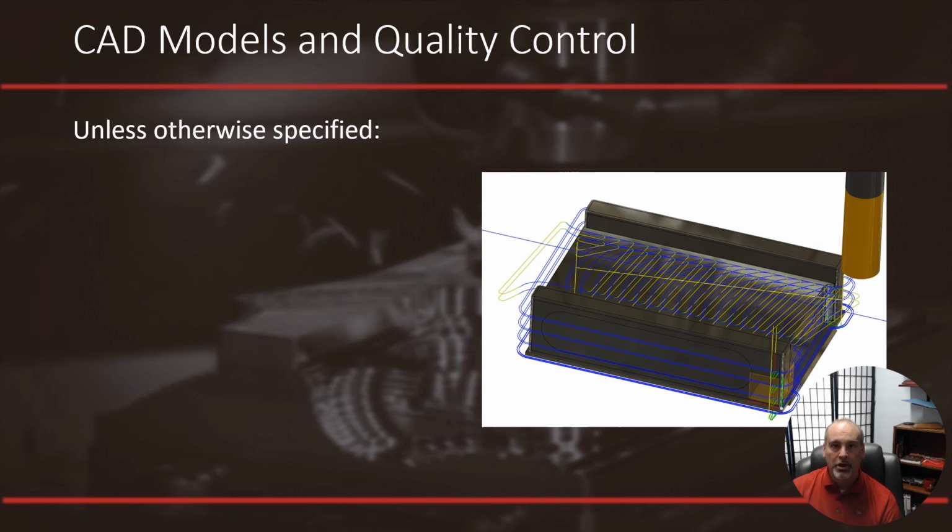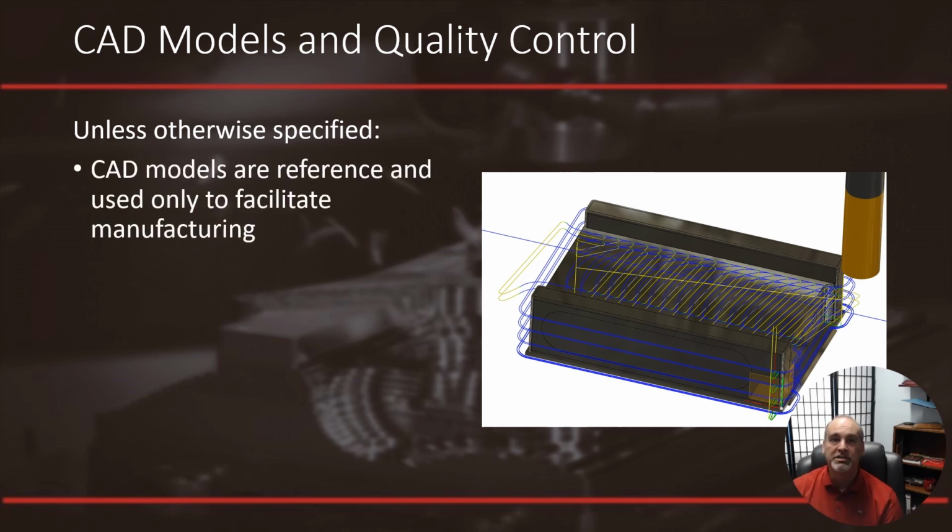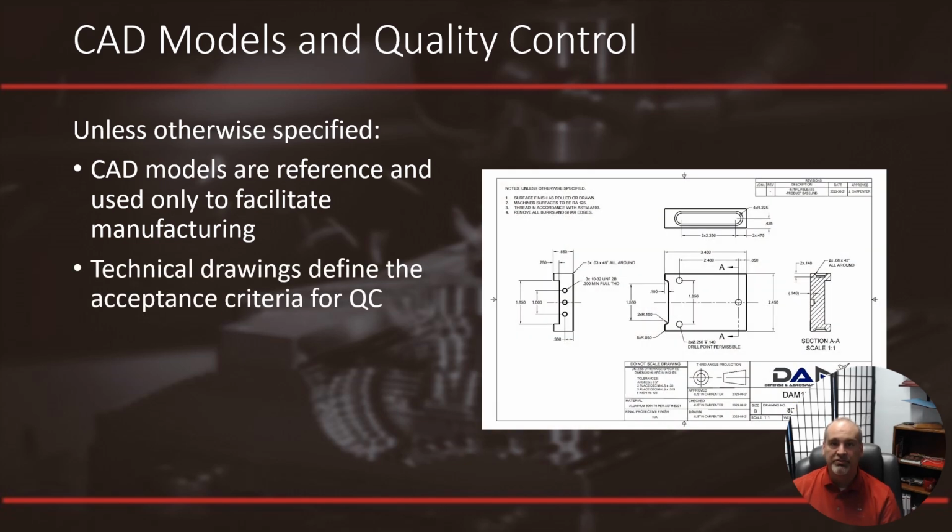It's important to remember, though, the relationship between the CAD model and quality control. Unless otherwise specified, CAD models are reference and used only to facilitate manufacturing. Technical drawings define the acceptance criteria for QC. So if you make a part and you're arguing with quality control on whether it's right or wrong because the model was incorrect or not fully defined, you will lose. The drawing is the last word for the tolerances on whatever the part intent and definition was.